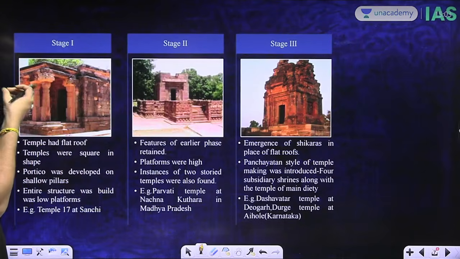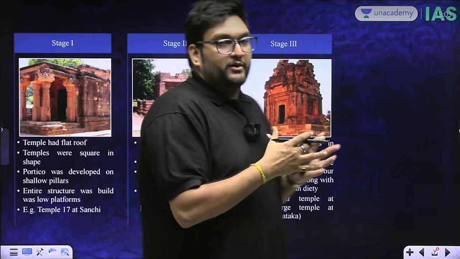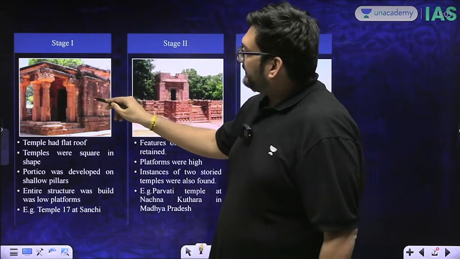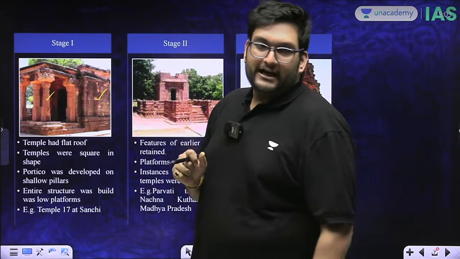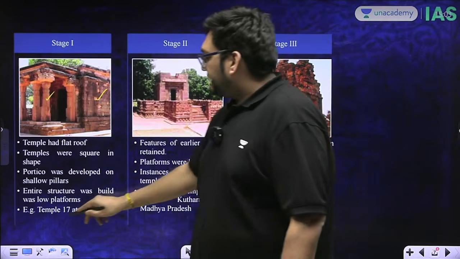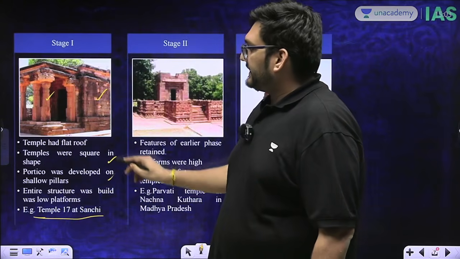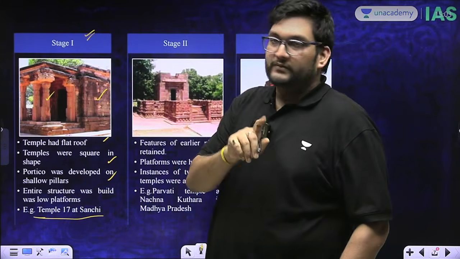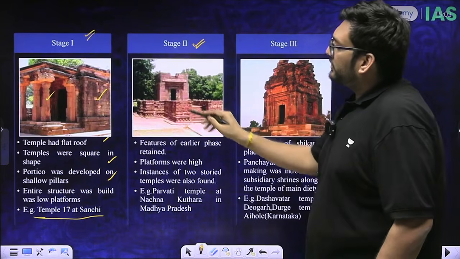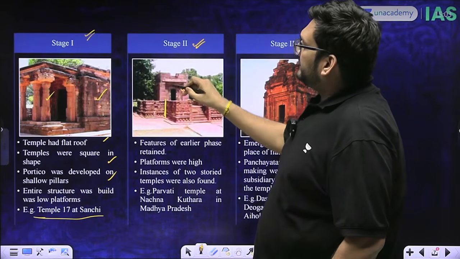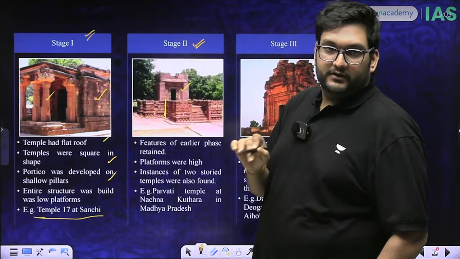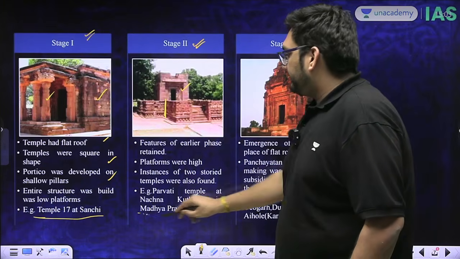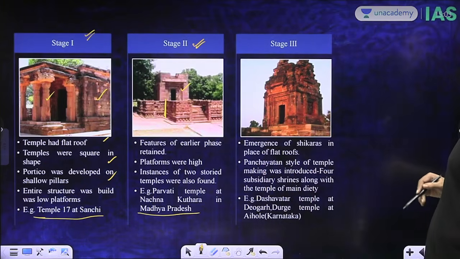Let's talk about the examples and how it develops. See, you have Garbhagriha, you have a very shallow mandap, very shallow pillars. Temple 17 at Sanchi is an example of the first stage, flat roof, very important. Then stage 2, you get a raised platform, mandap, and the concept of Garbhagriha already there. Example is Parvati Temple in Madhya Pradesh.